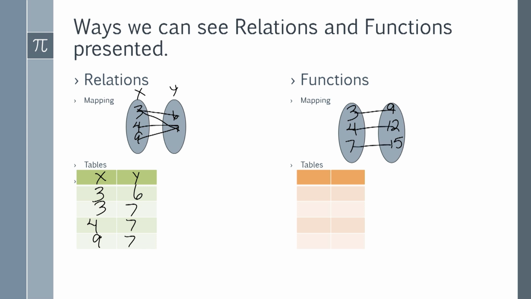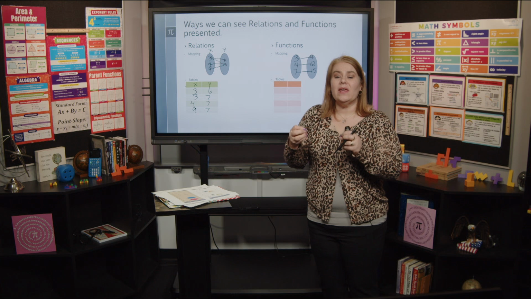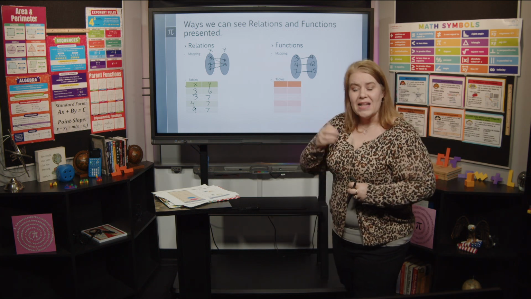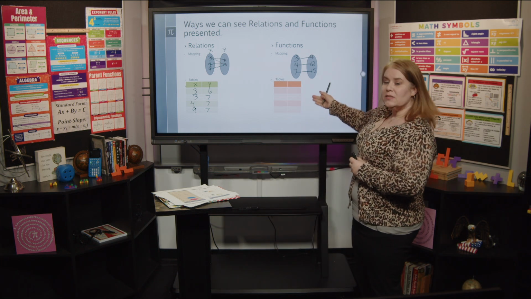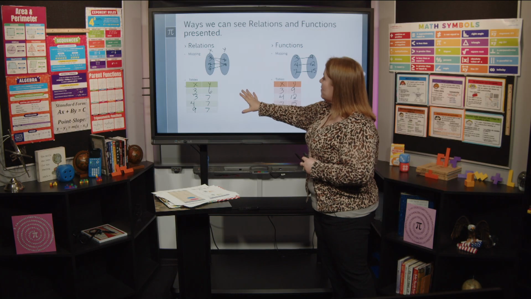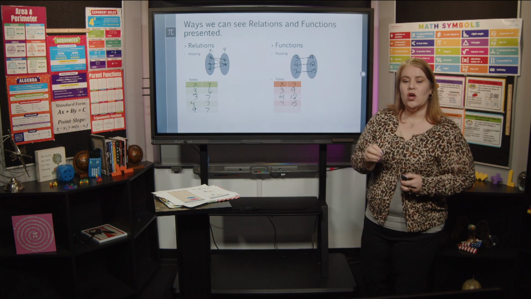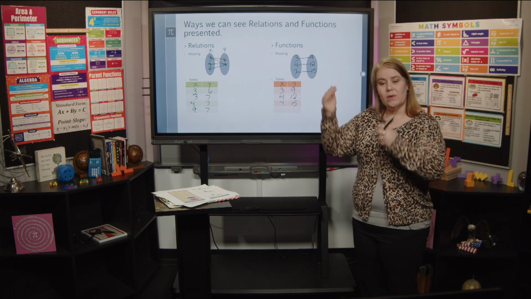Every input has only one output. Everything I put in, I only get one thing out of it. That's what a true function looks like. So let's put that in table form. My x values and my y, I have 3 to 9, 4 to 12, and 7 to 15. So I have a mapping of a relation and a function, and then I have a table of a relation and a function. Two different ways to show me the relation, and two different ways to show me the function.